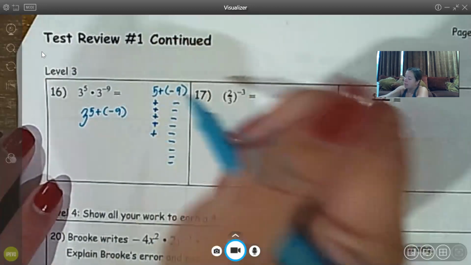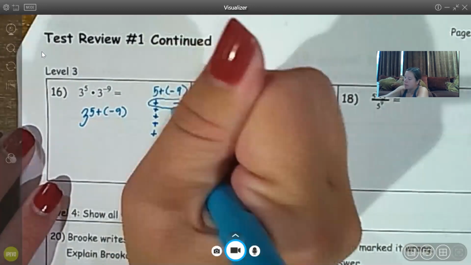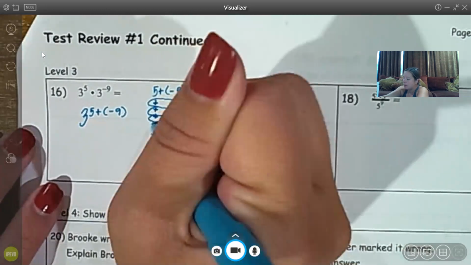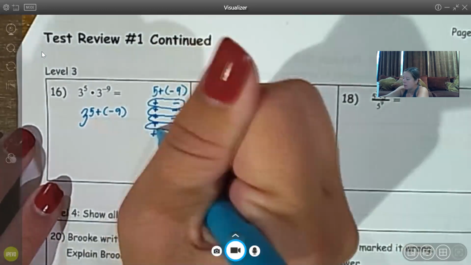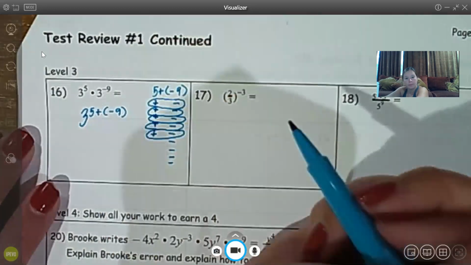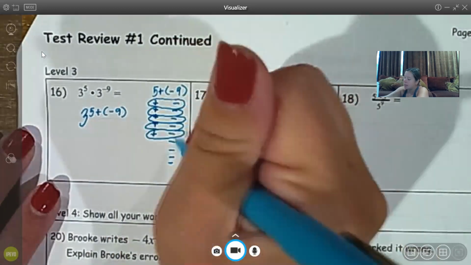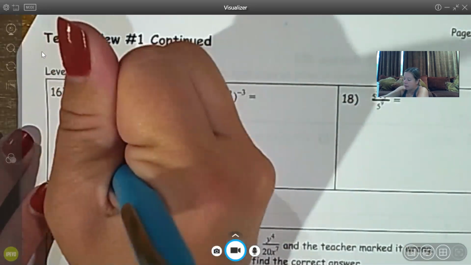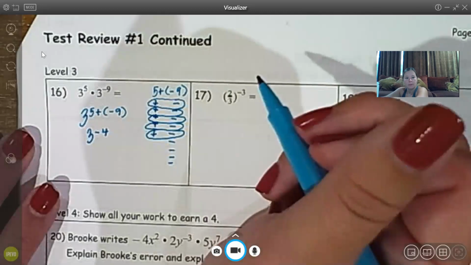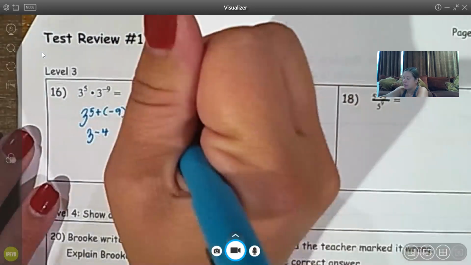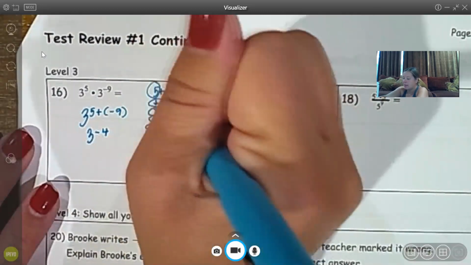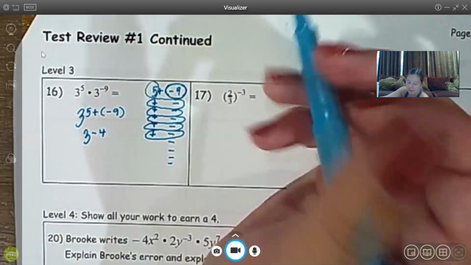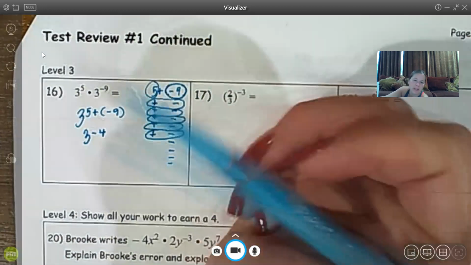Okay. Using the pancake method, I can circle my 0 pairs and make sure you have your signs right. I almost did a negative 5. Okay. And what I see is left is a negative 4. So I have 3 to the negative 4. I should have circled my exponents to know that this is a positive 5 and a negative 9. That would have made it a little more clear. Right? So what we have now is 3 to the negative 4th.